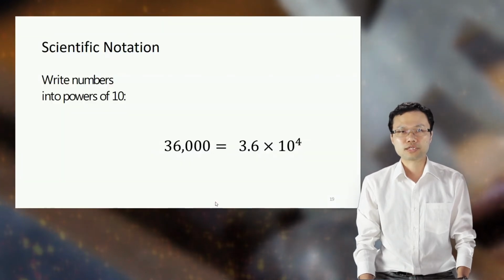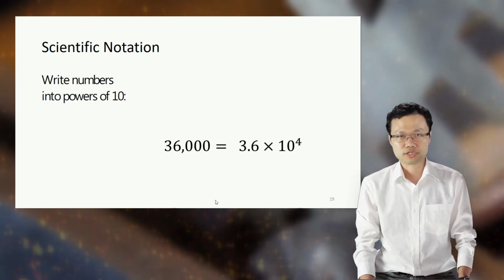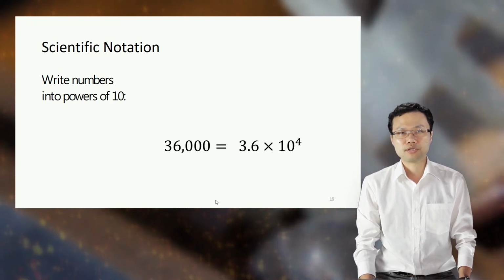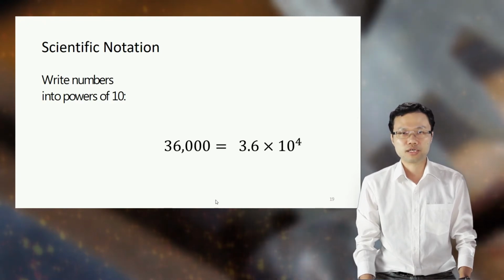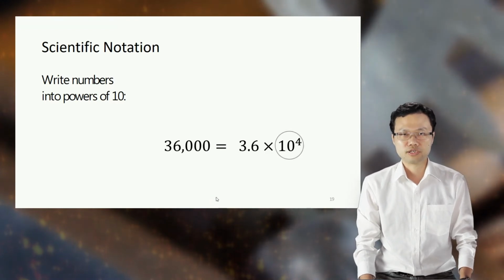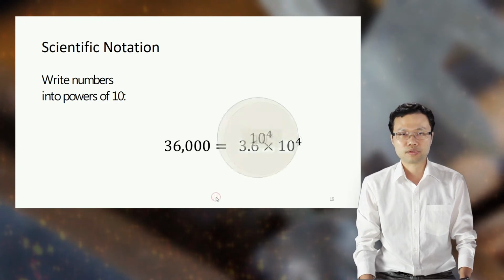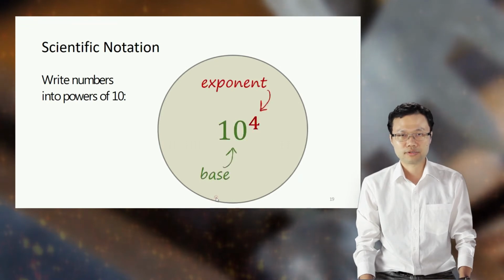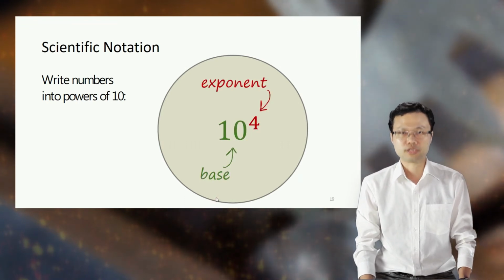So, what is the scientific notation? It is to write numbers as powers of 10. For example, the number 36,000 can be written as 3.6 times 10 to the power of 4. This is the scientific notation of 36,000. In this example, the key factor is 10 to the 4th power. It is composed of two elements, the base 10 and the exponent 4.